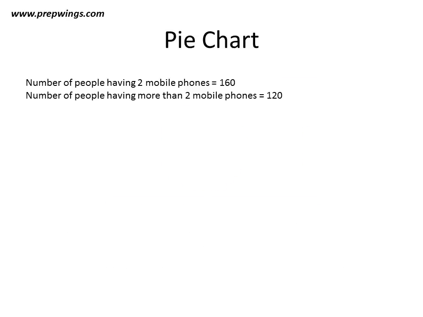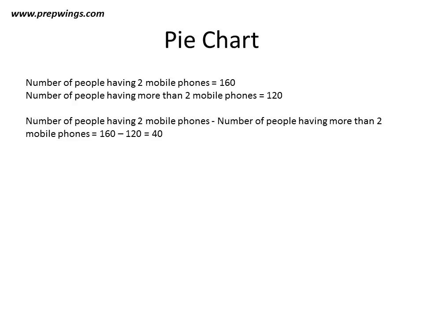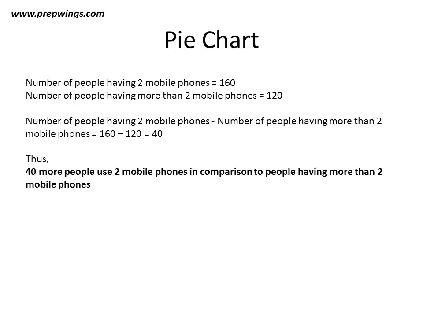So now we know the number of people having 2 mobile phones is 160 and the number of people having more than 2 mobile phones is 120. So the number of people having 2 mobile phones minus the number of people having more than 2 mobile phones will be 160 minus 120, which is 40. Thus, 40 more people use 2 mobile phones in comparison to people having more than 2 mobile phones. So this is how we solve pie chart questions.